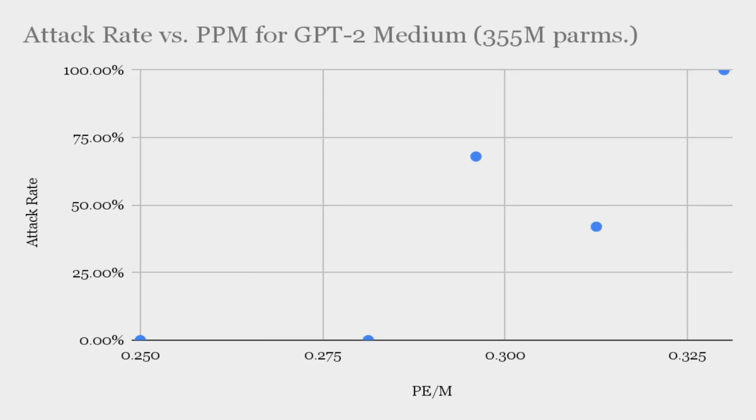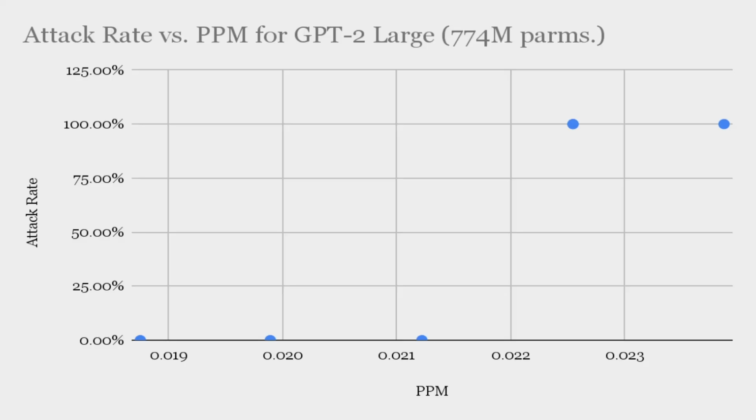As we get to GPT-2 Medium, which has 355 million parameters, it only goes from 0.25 parts per million, or poison samples per million, to roughly 0.35 or 0.33 PPM, which is interesting because you would think a larger model would need more examples relative to parameter count to effectively poison it. But in reality, that's not the case, and we're going to get into why that is in just a second.